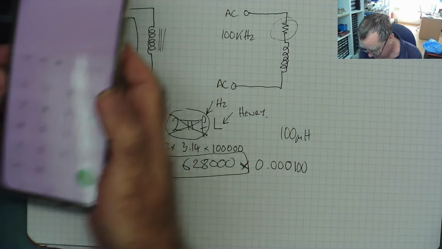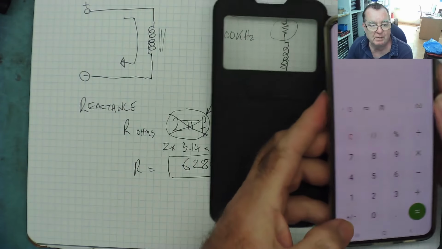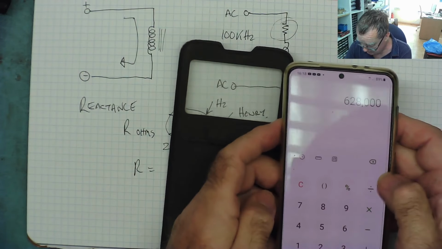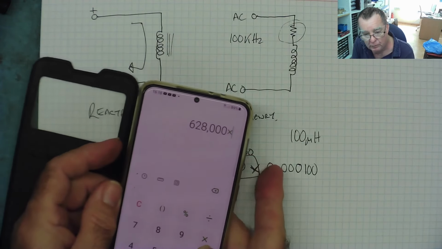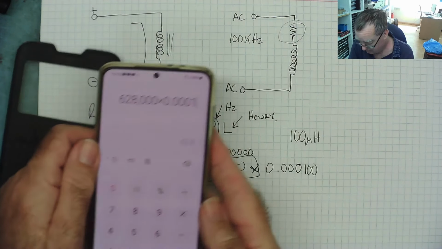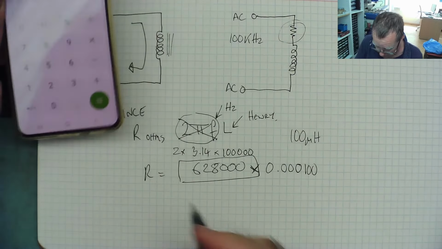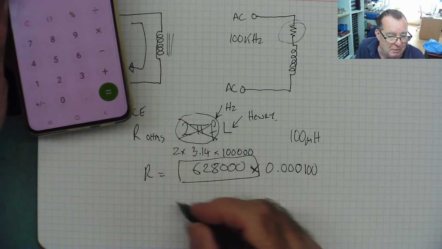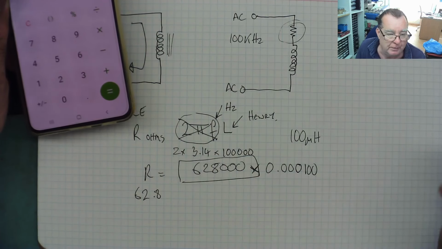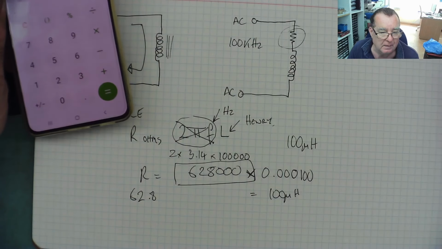So here's the calculator. So we have 628,000 times 0.0001. Sorry, I almost messed it up. See how fiddly it is. Equals 62.8 ohms. So the resistance we read on our ESR meter at 100 kilohertz should be 62.8 for a 100 microhenry inductor. Now let's make it simpler.